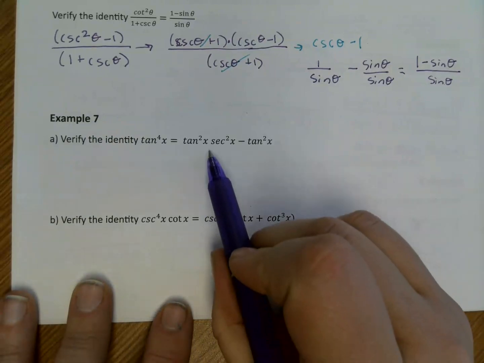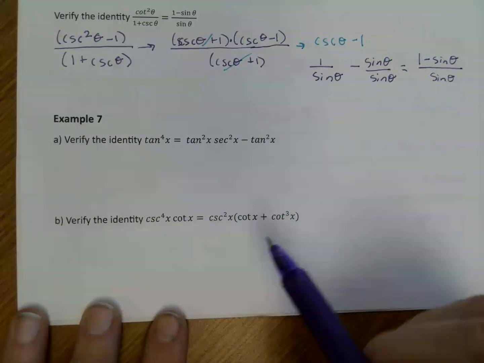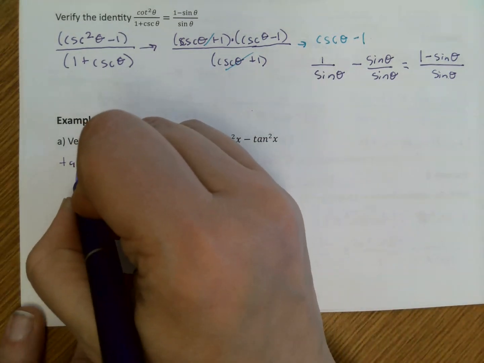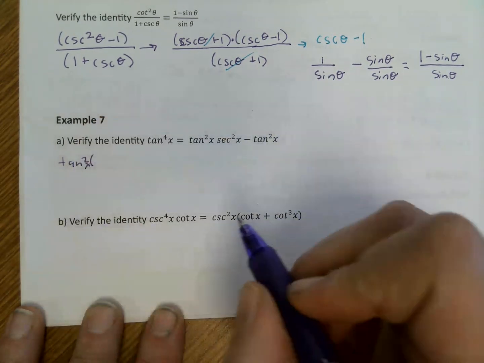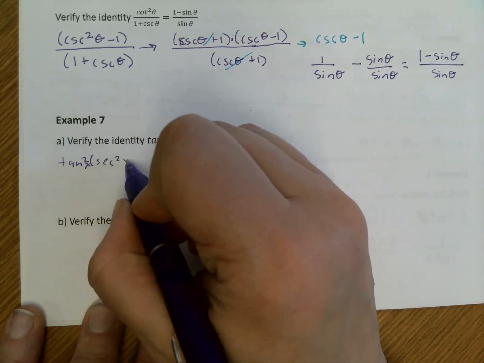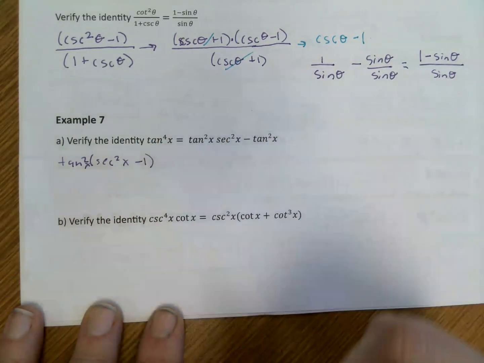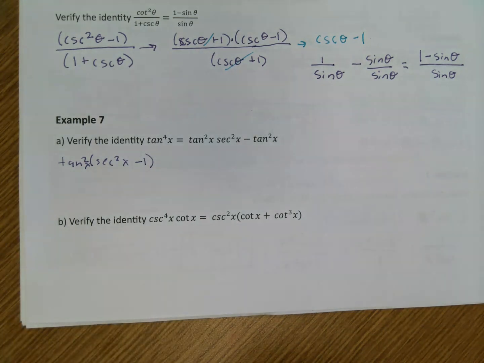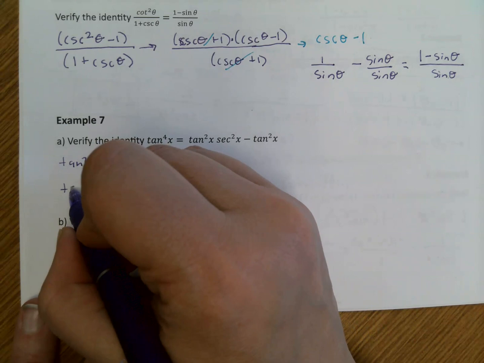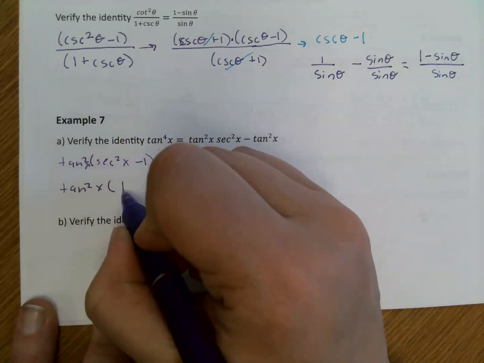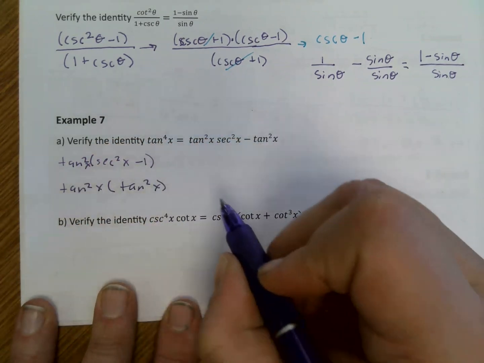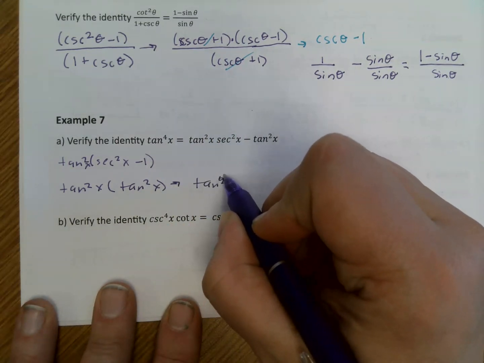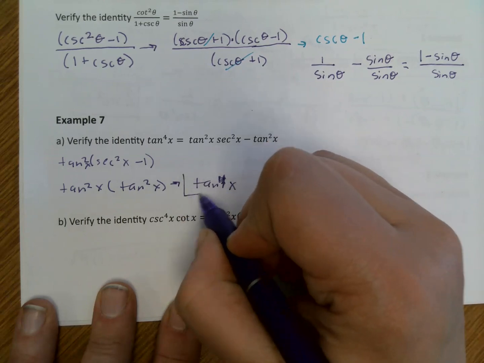Last but not least, I'm going to start on the right-hand side because this one looks nicer. So first thing I notice here is that I can take out a tan squared. So I can factor out a tan squared x, leaving me with secant squared x minus 1. And we have a trig identity for that, secant squared minus 1. So that is equal to tangent squared x. And now tangent squared times tangent squared is going to give me tangent to the fourth x.